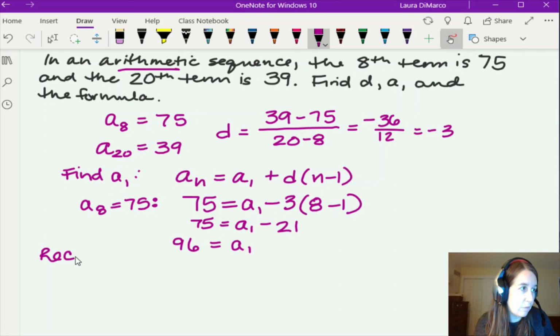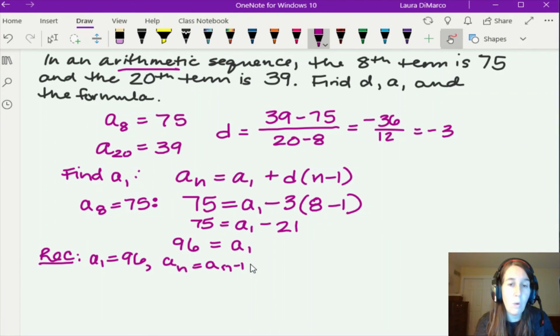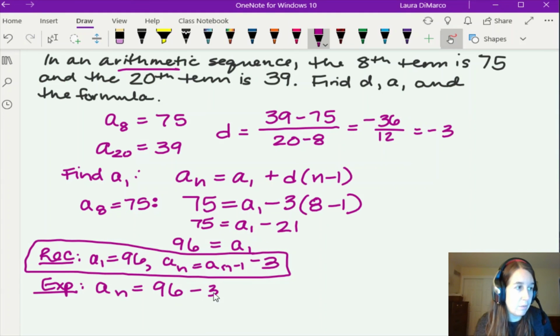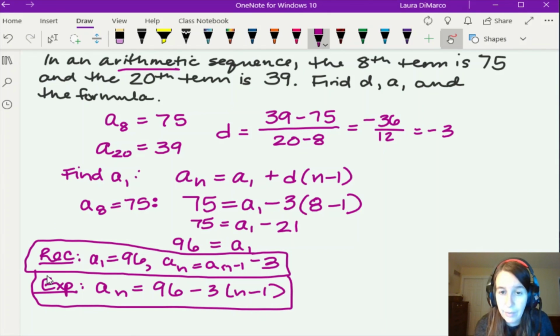So my recursive formula is a sub 1 equals 96, and a sub n is equal to a sub n minus 1 plus d, so -3. Okay, and my explicit formula is a sub n is equal to a sub 1, which is 96, minus 3 times n minus 1. Okay, again, I can simplify that formula or I can leave it how it is. All right.